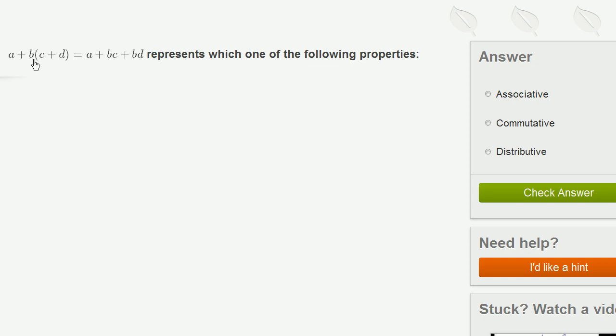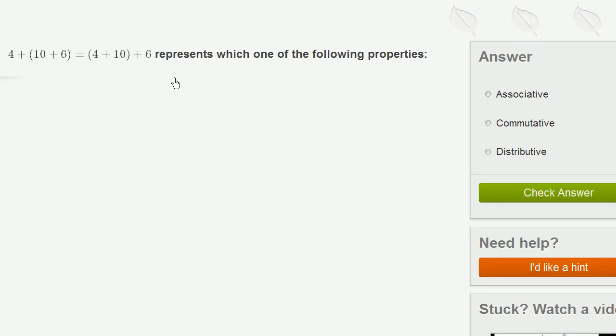A plus B times (C plus D) is equal to A plus BC plus BD represents which of the following properties? So to get from the left-hand side to the right-hand side, it looks like what they did is they multiplied the B times the C plus D. In fact, they distributed the B. B times (C plus D) is B times C plus B times D. So this is clearly the distributive property.